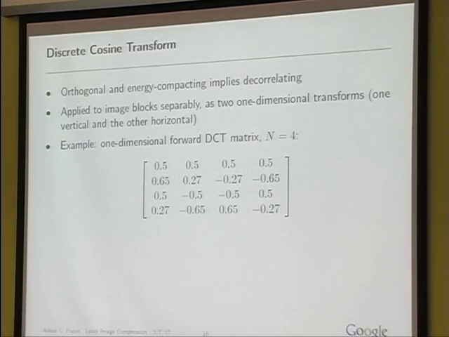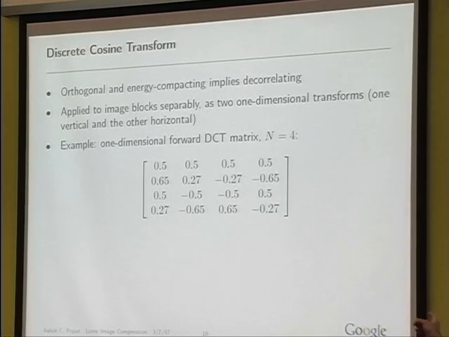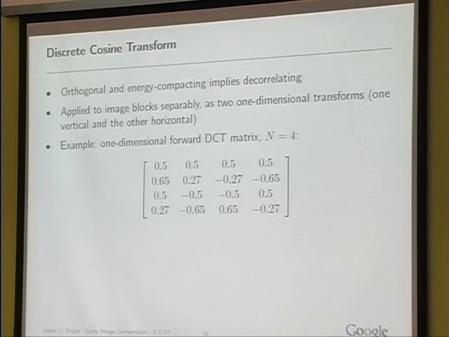So I should mention what I showed you was the 1D formula, and this is also a 1D transform. It's a matrix that applies to a vector. When you actually apply the DCT in image coding, you do it separately. You first could do the rows, and then you could do the columns. It's a separable transform.